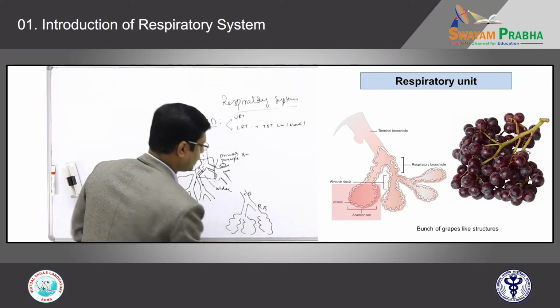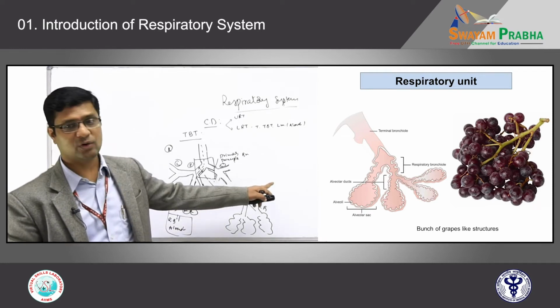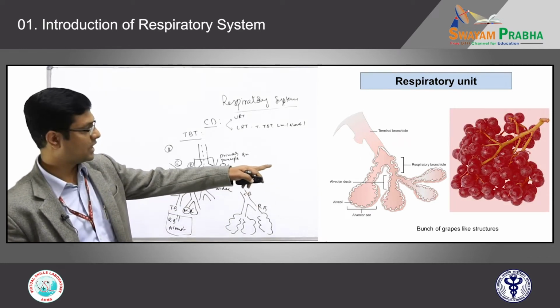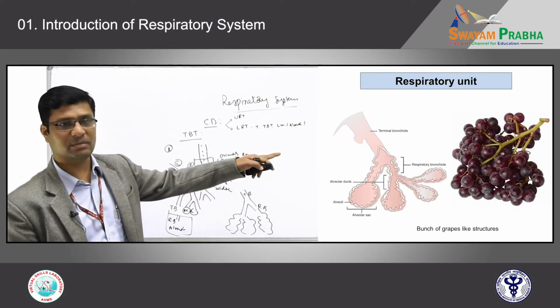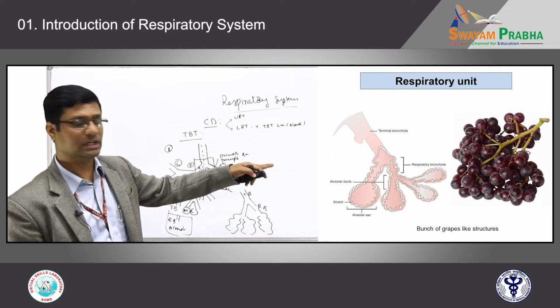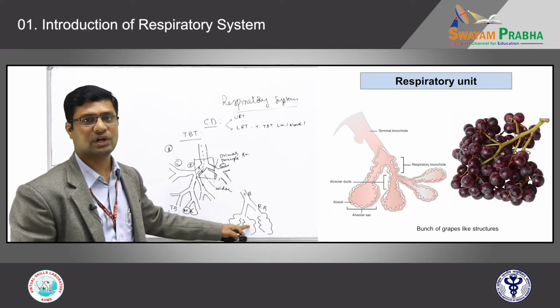These are alveoli. When you see them microscopically, they can be compared with a bunch of grapes. The grapes picture is also shown there. It typically looks like that. You can see the stem. Those are terminal bronchioles leading to respiratory bronchioles, finally leading to grape-like structures, which we call alveoli.